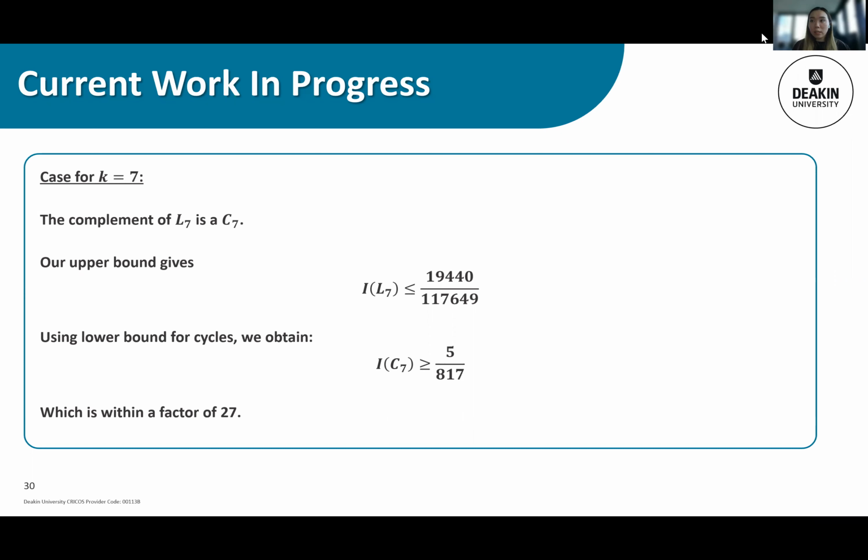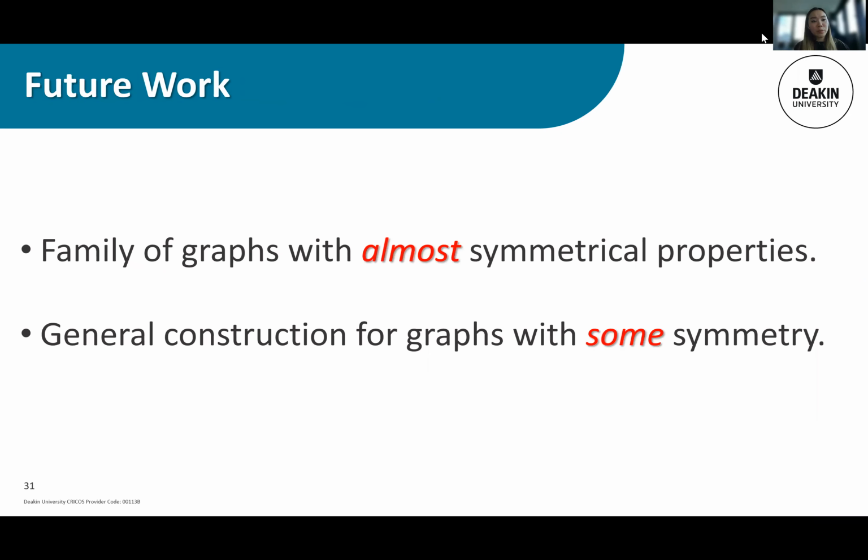And yeah, that's it for future work. Since we've looked at graphs with symmetrical properties, we could potentially look into families of graphs with almost symmetrical properties and potentially look at finding a general construction for graphs with some sort of symmetry. They might not be the cyclic symmetry, but they could be a reflexive symmetry.